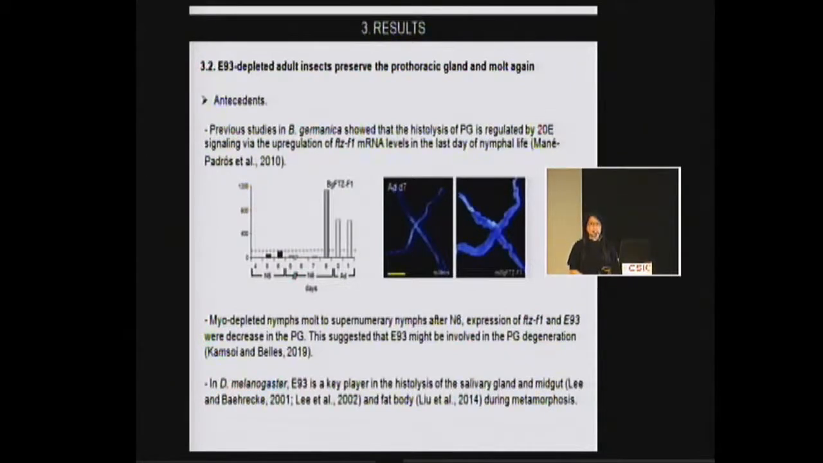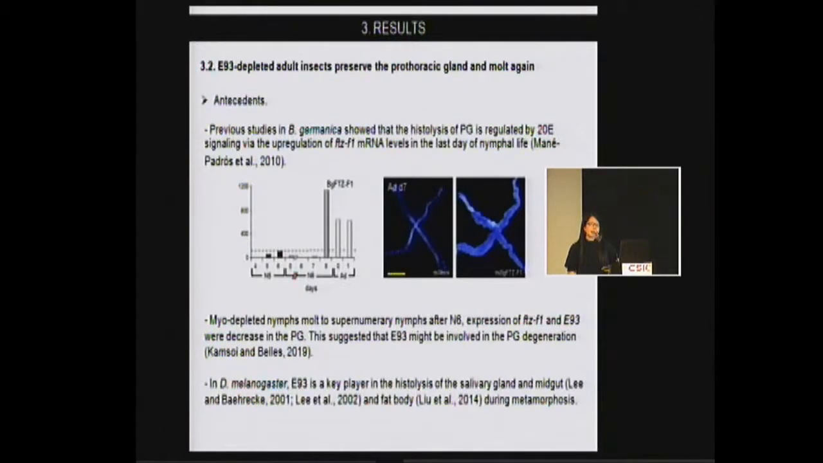Also, in the previous work of my thesis, when we depleted myoclonine, the animal moved to a supernumerary nymph after NIM6. And there is an effect on the expression of Fushi tarazu transcription factor 1 and E93 in the prothoracic gland. So these two genes are downregulated. This suggests that E93 might also be involved in the destruction of the prothoracic gland.